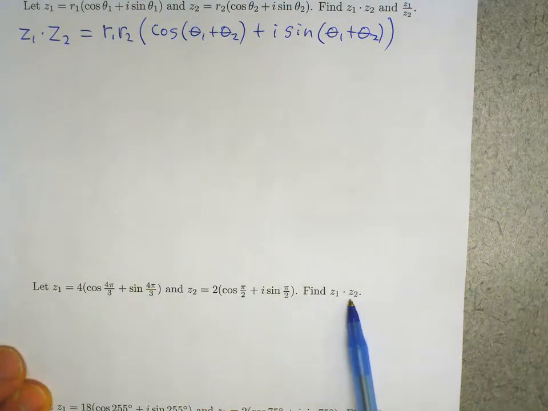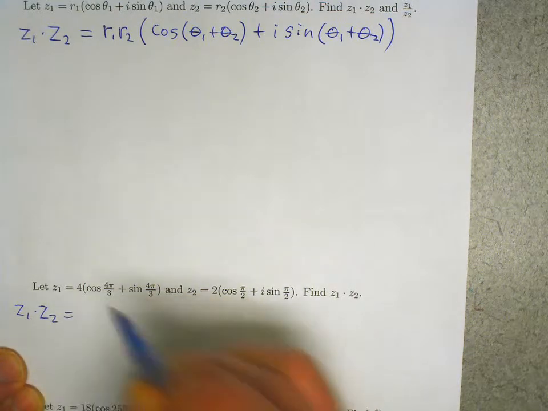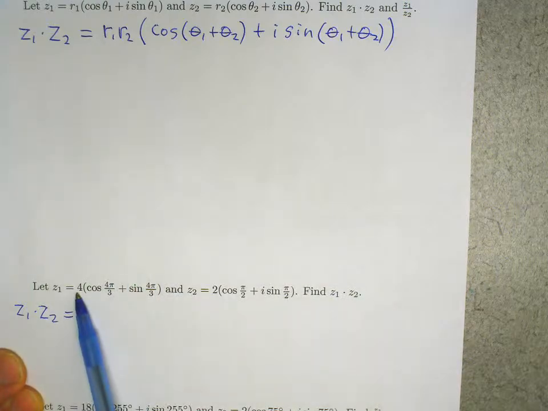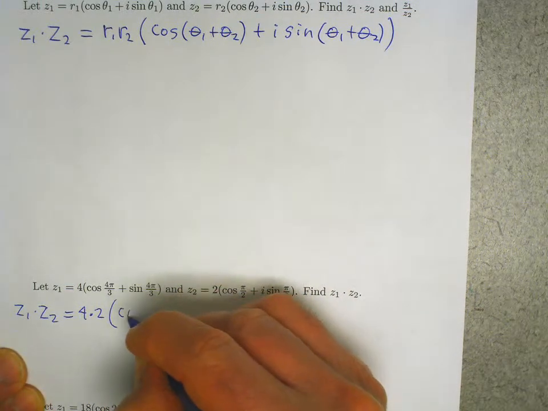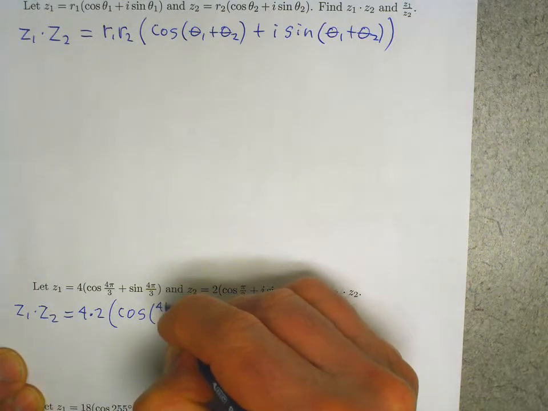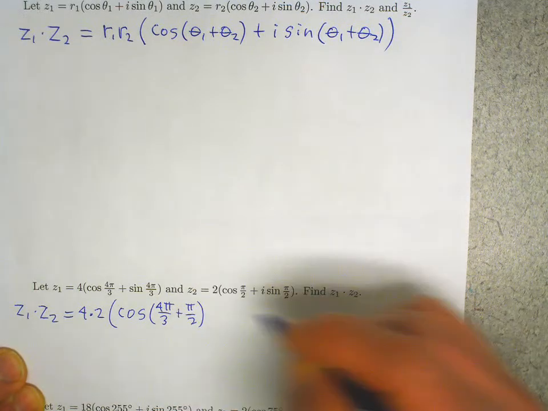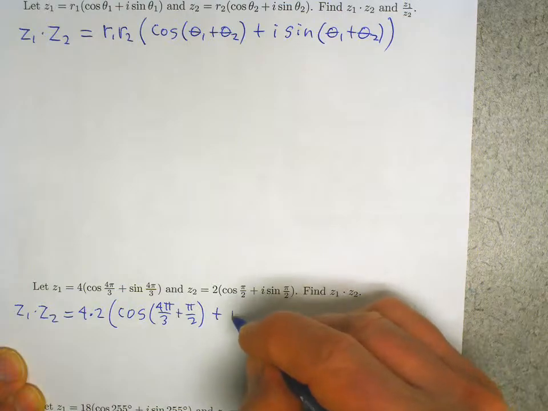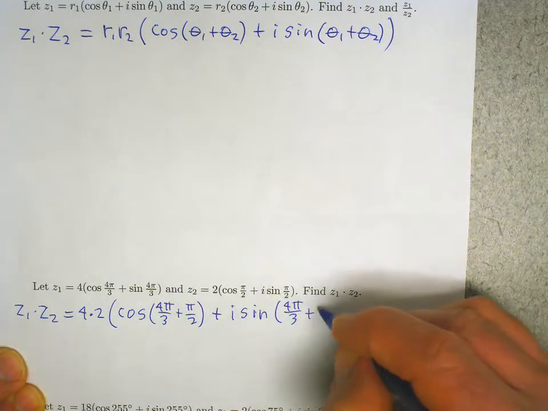So if we find Z1 times Z2, we can just use this formula. So the R1 times R2 is 4 times 2. And then cosine of the sum of the angles, 4 pi over 3 plus pi over 2. And then plus I times sine of 4 pi over 3 plus pi over 2.